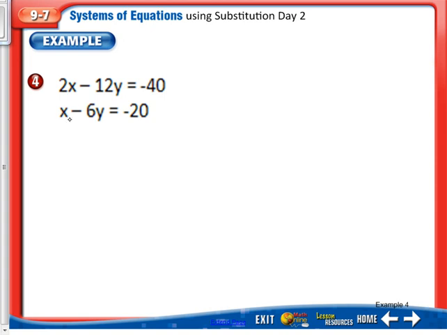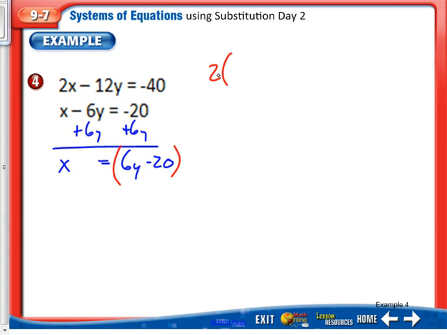All right, the next one. Again, this is the variable that sticks out to me. This is the one I want to solve for. Since it's on the bottom, I'll just go ahead and work right here. So I'm going to add 6y to both sides. I'll draw my line, and I'm going to get x is equal to 6y minus 20. All right, now I'm going to plug this expression in for x right here. So now I'm going to go with 2 times 6y minus 20 minus 12y is equal to negative 40.